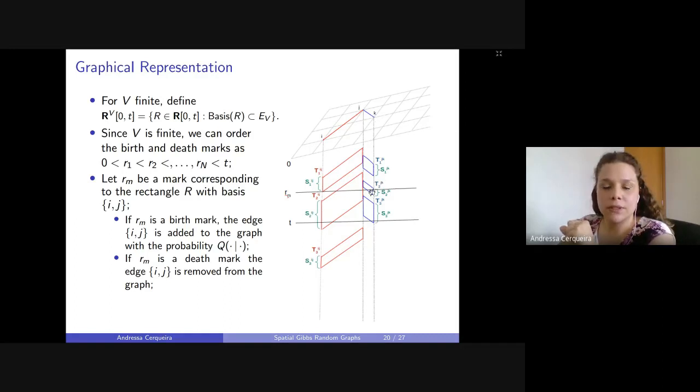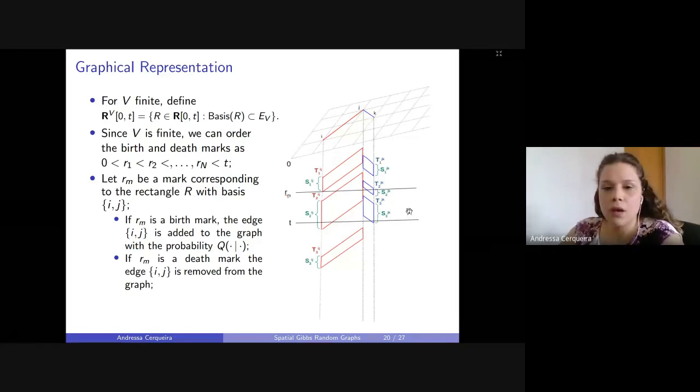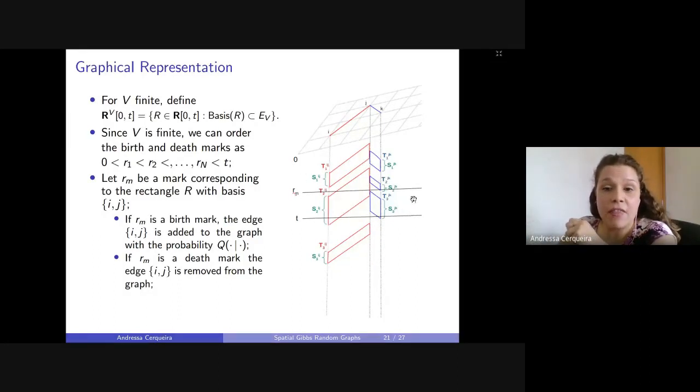So basically, to add this edge to the graph, I need to look at all the rectangles such that the bases intersect the base of JK, and that were born before JK. If we think about rectangles, we can think of it like this. This is the set of rectangles that I need to look at in the past to see if I'm going to add JK to the graph or not. All right. But when Rm is a death mark, that's simple. When it's a death mark, I just remove this edge from the graph. If it's not in the graph, it doesn't change anything, but we just remove this edge if it's in the graph. Okay, so this is when V is finite.